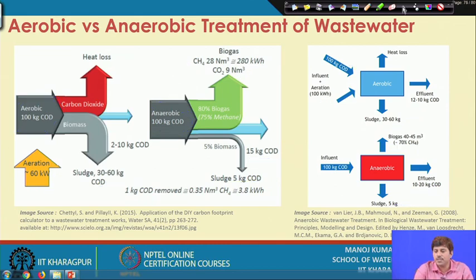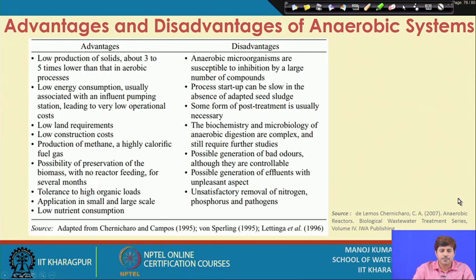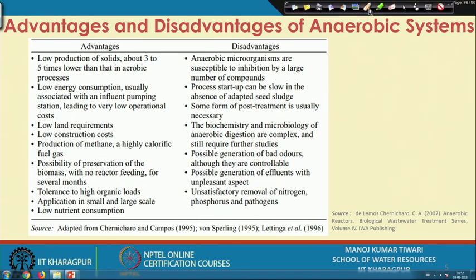Now, let us look at the advantages and disadvantages of the anaerobic system specifically. If you look at the advantages first, in the anaerobic system there is low production of solids, almost 3 to 5 times lower than the aerobic processes. Aerobic processes generate a lot of sludge.